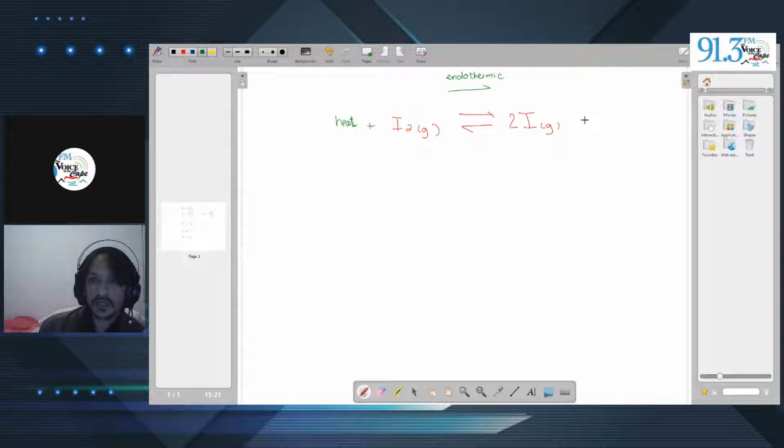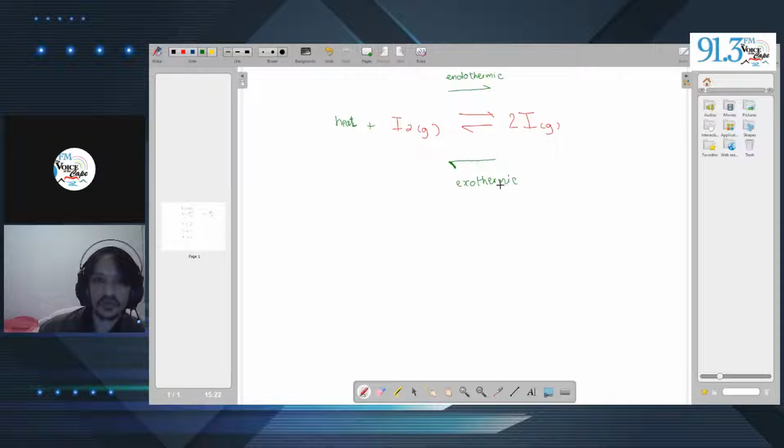However, if we want to favor the reverse reaction, what do we have to do? If the forward is endothermic, the reverse has to be exothermic. And in an exothermic reaction, energy is being released in the form of heat. So what do we need to do now? Well, we need to remove that heat. That heat is behaving as a product in the reverse reaction, and removing it will assist us in favoring the reverse reaction.